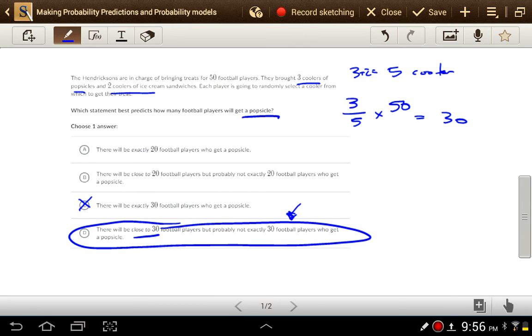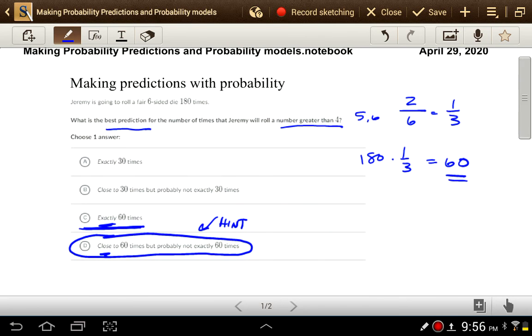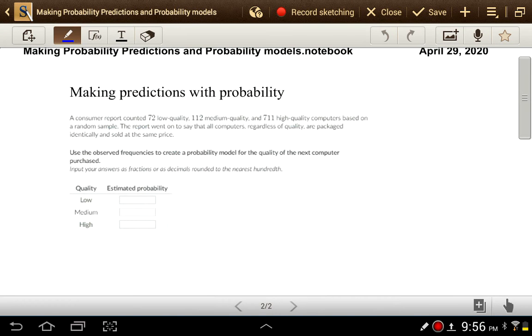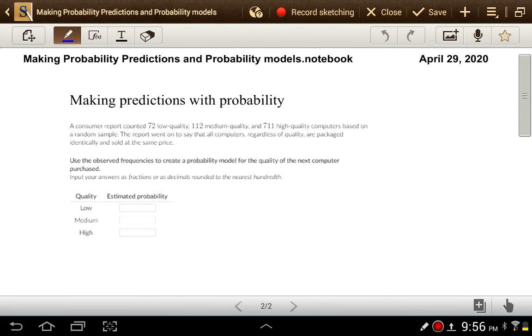Okay, in example 3, we got a little bit different example here. In example 3, we're going to be making predictions with probability. So here we got some information, and here we're going to actually give our frequencies of how many times they're going to occur. So here we're actually looking for our models here. So we're looking at our probability models. So you can give your answer as a fraction or as a decimal.